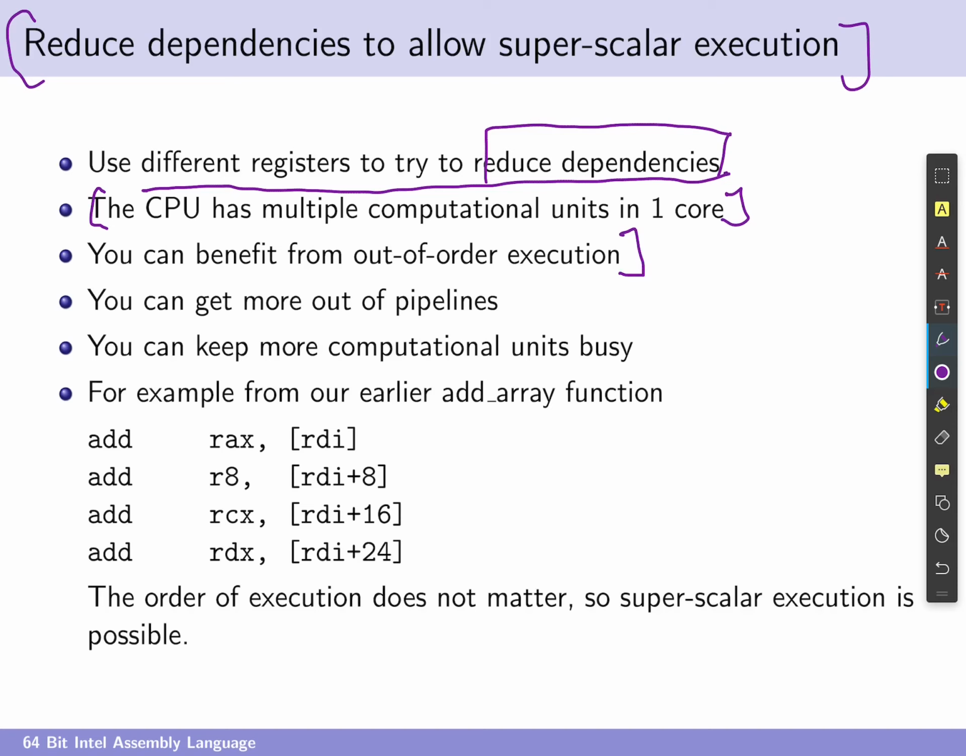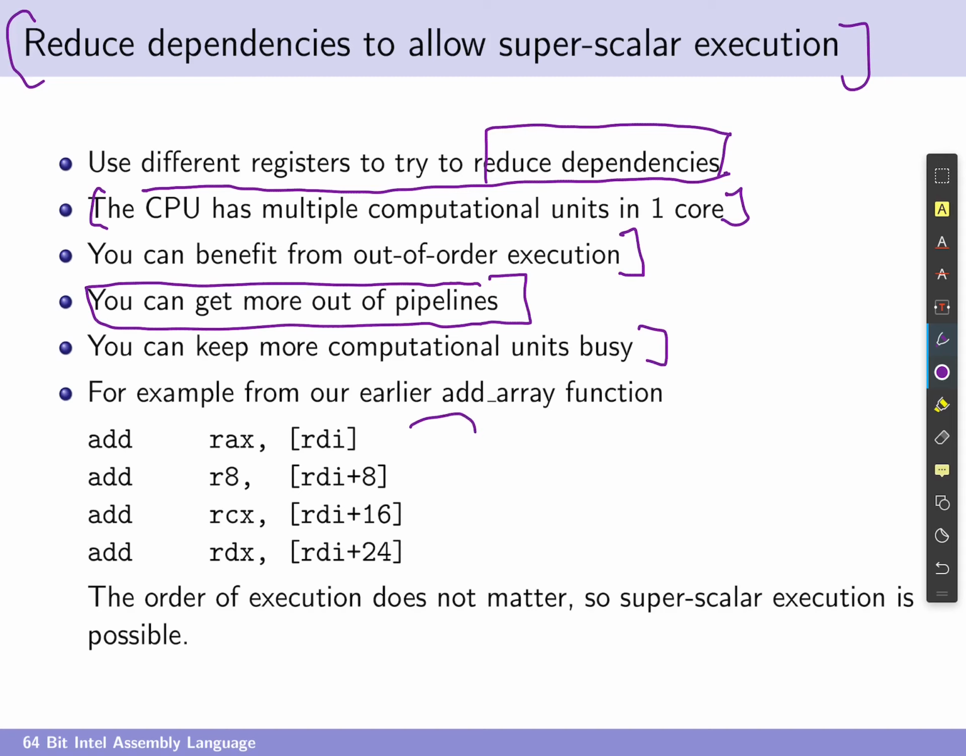We also get more out of our pipelining, because the more code that is independent of what happened before it, the less harsh a potential pipeline flush will actually be, because there will be instructions that do not actually depend on which branch was taken. And you can keep more computational units busy, which is obviously good if we're trying to maximize performance.